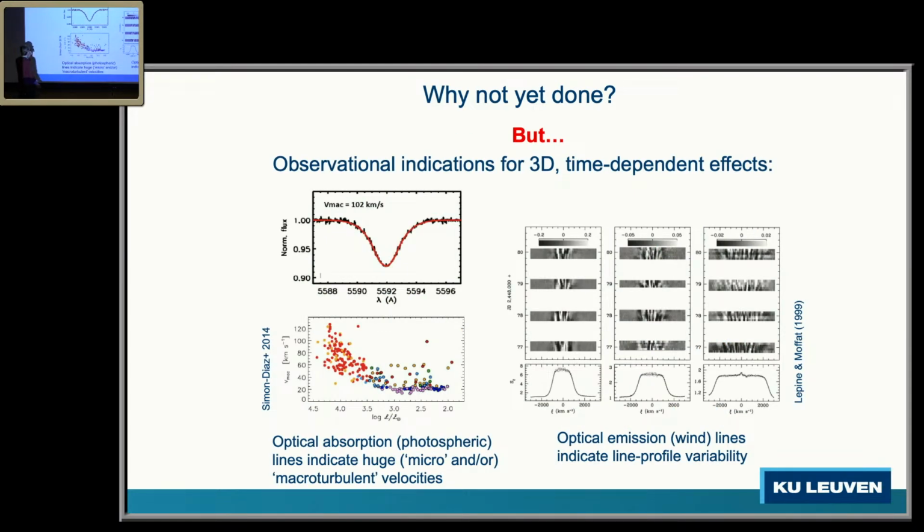But there have been, for a long time, strong indications that we do perhaps need these type of 3D model atmospheres after all. Here, to the left, is just one indication. This is the macro turbulence. If you try to fit your classical 1D model atmosphere to the spectral lines of any given star, you know that you have to add these fudge factors. We call them macro turbulence.